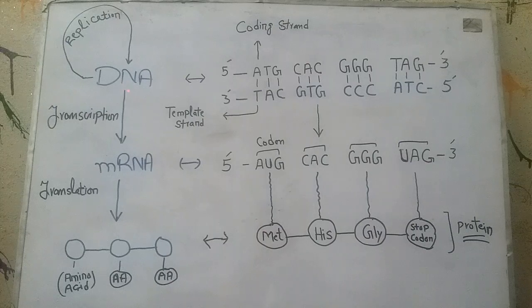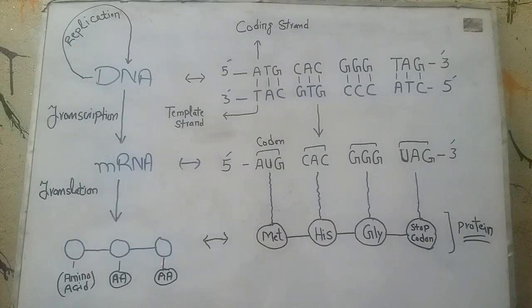Now we will discuss the diagrammatic view of central dogma. This is the simple version. You can see here a DNA molecule. From this DNA, by the process of DNA replication, a copy of DNA will be formed. And the DNA molecule, by the process of transcription, results in an mRNA molecule. And from mRNA, by the process of translation, a protein will be formed.